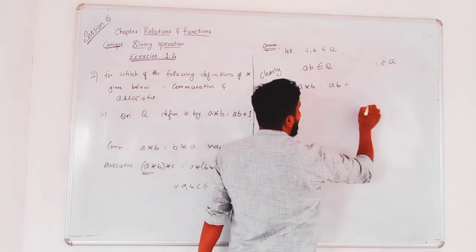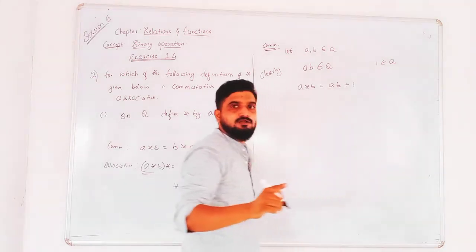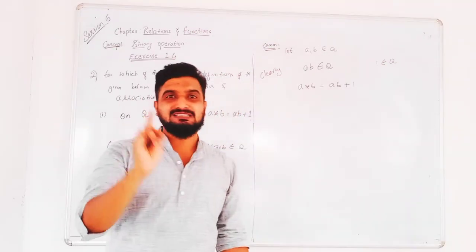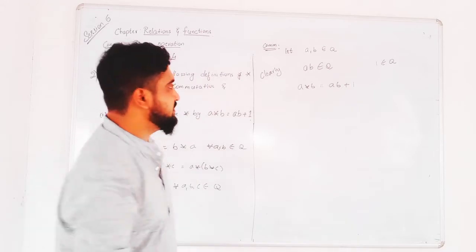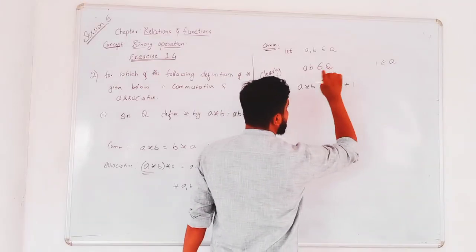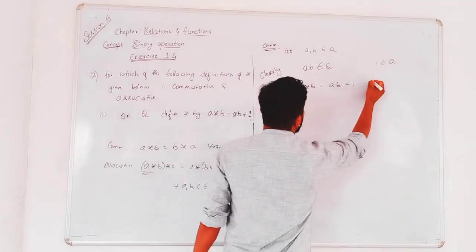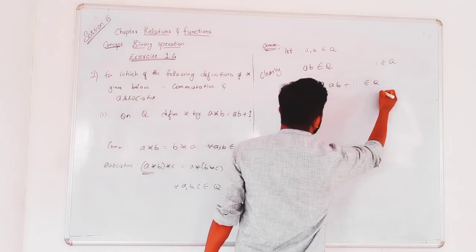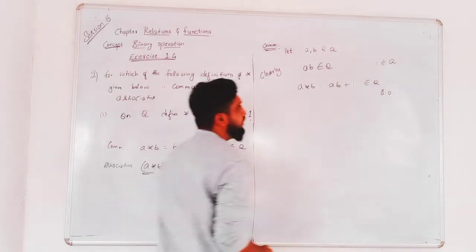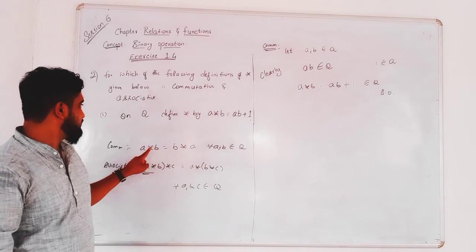So we know that rational plus rational is again a rational number. So that's why ab + 1 is equal to ab + 1, and clearly ab + 1 belongs to Q. That means this is a binary operation. But I have to check for commutativity here.